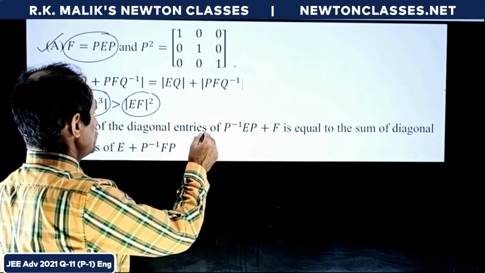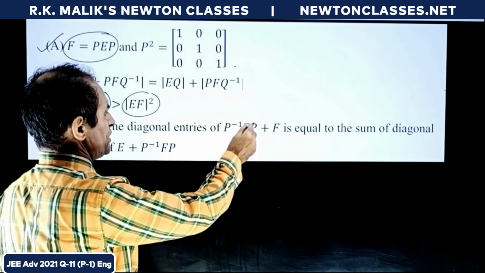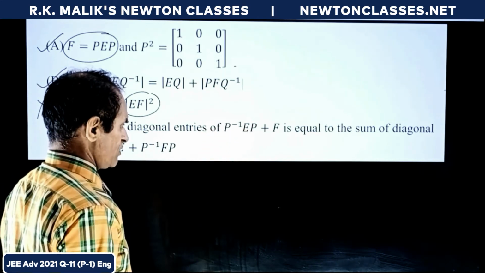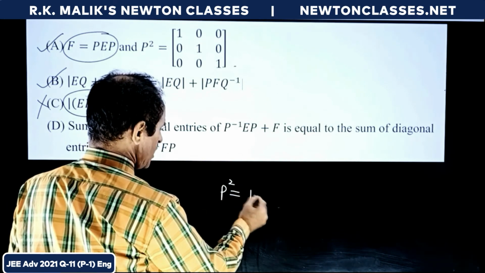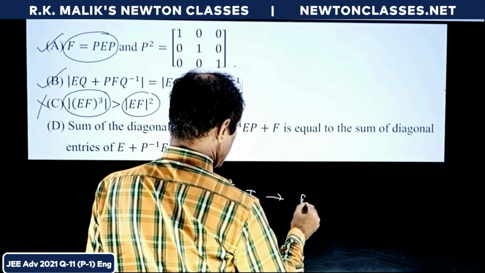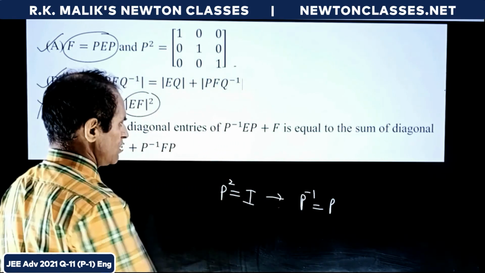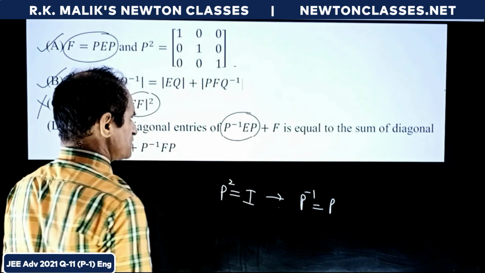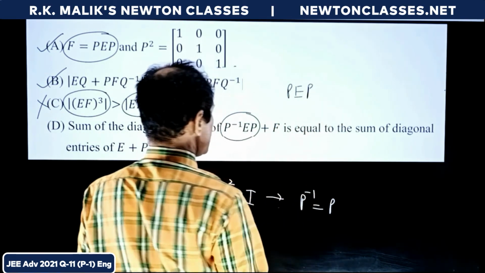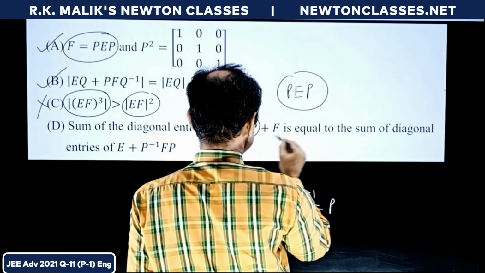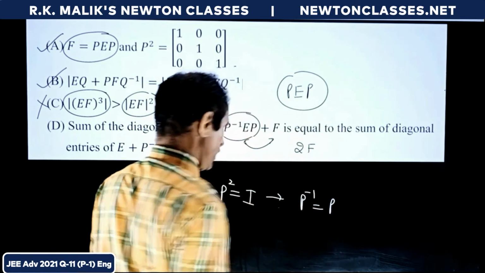Last is to find the sum of the diagonal elements of P inverse EP plus F. Just now I showed that P square is I. This means I can say P inverse is equal to P. Hence, this becomes PEP and PEP is F. Therefore, this becomes 2F.